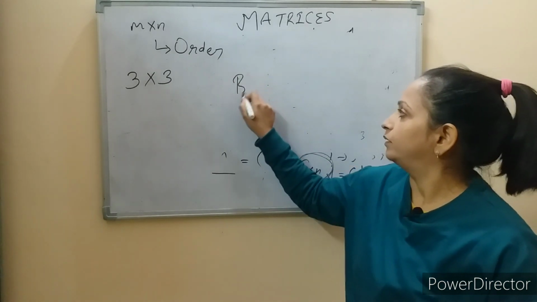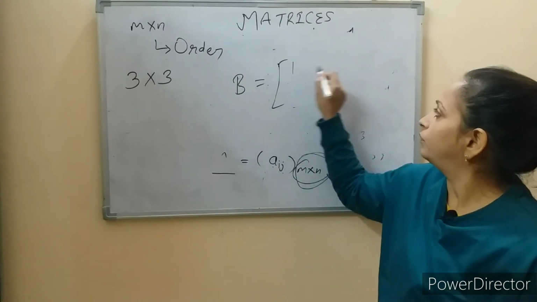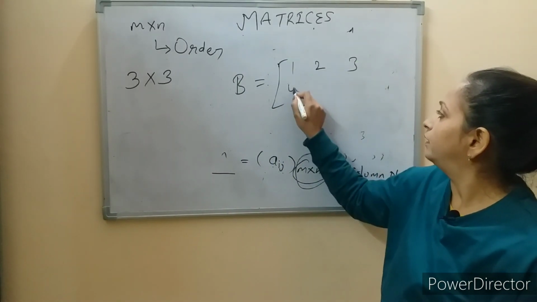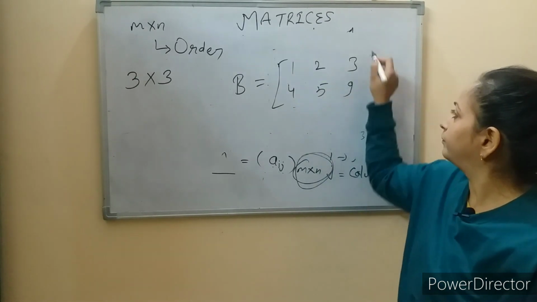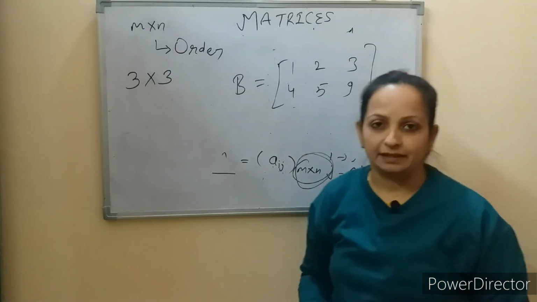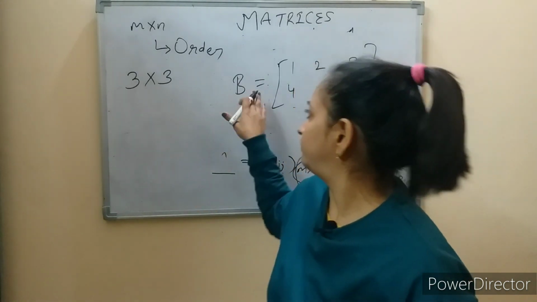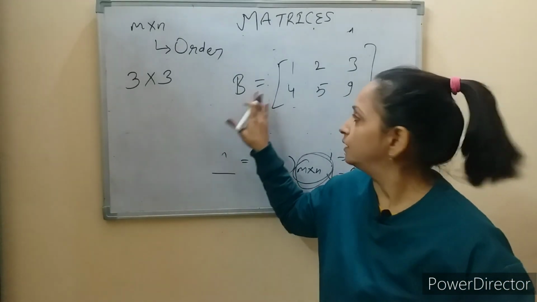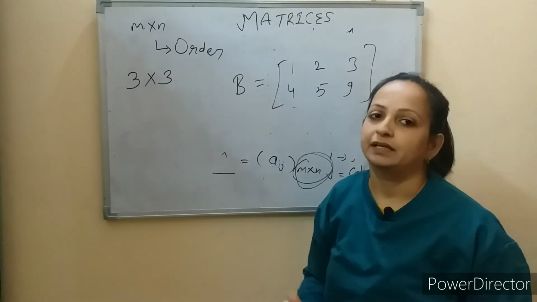So I am writing one more matrix like this: 1, 2, 3, 4, 5, 9. Okay, so this is my second example. Now let's just say B is the name of the matrix, so all the elements will be denoted by small b.